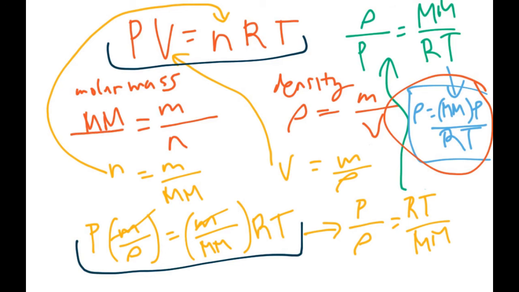Now, here is a shortcut equation written in blue that relates density to molar mass. Molar mass is mm, and density is this p-looking symbol called rho. Feel free to pause the video if you want to see how I derived this formula from PV equals nRT.